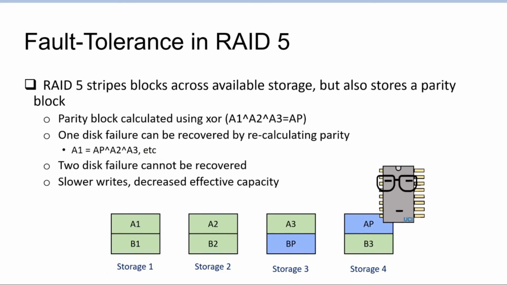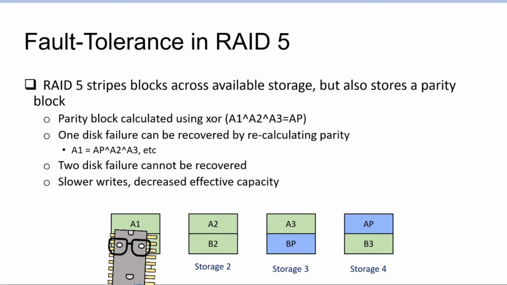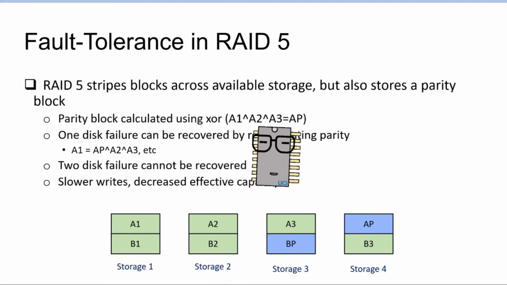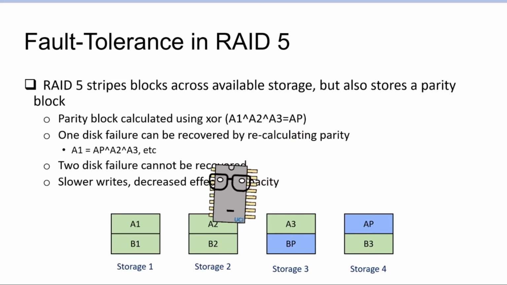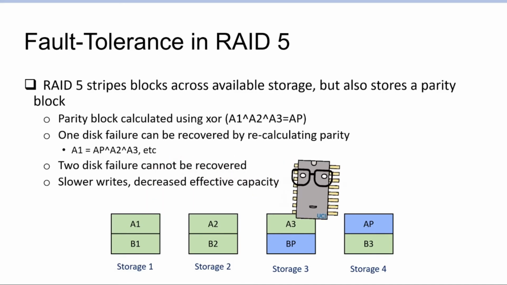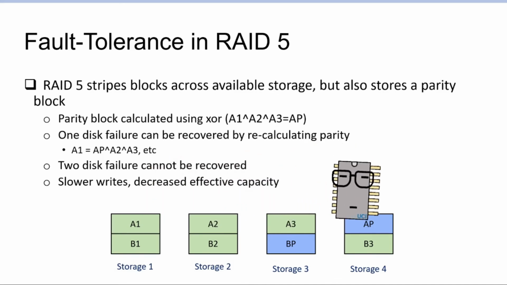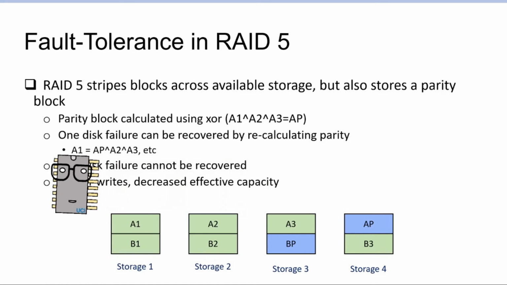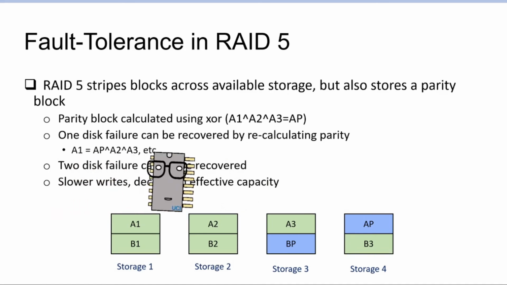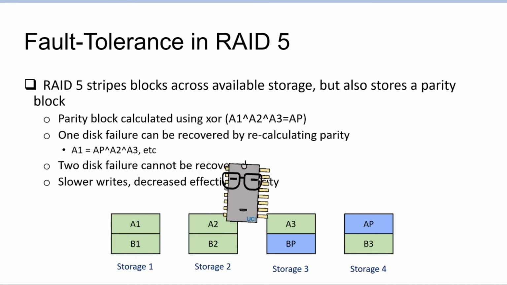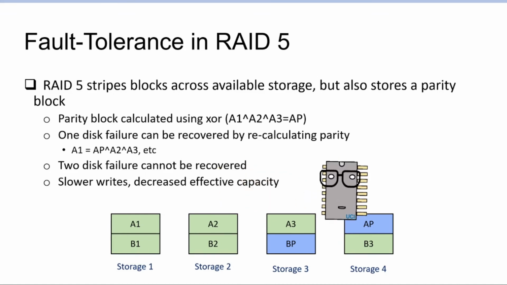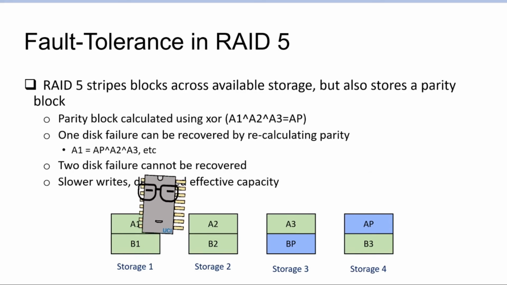And this parity block is very useful because if one disk dies, for example, storage 1 dies all of a sudden, and A1 is just lost, because XOR does not lose information, because the number of ones inside the truth table is always maintained. So as long as we still have 3 blocks, we can recover A1 by XORing AP, A2, and A3. Same if we had lost A2, we can retrieve A2 by using AP, A3, and A1 XORed with each other. So that's good.